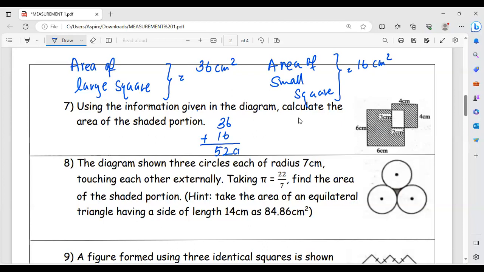Then subtract 3 into 2, 6. The answer should be 46 square centimeters. Sorry, not 46, 40, yeah? We have to subtract 3 into 2 twice. That means it is 12. Okay, 40 square centimeters.